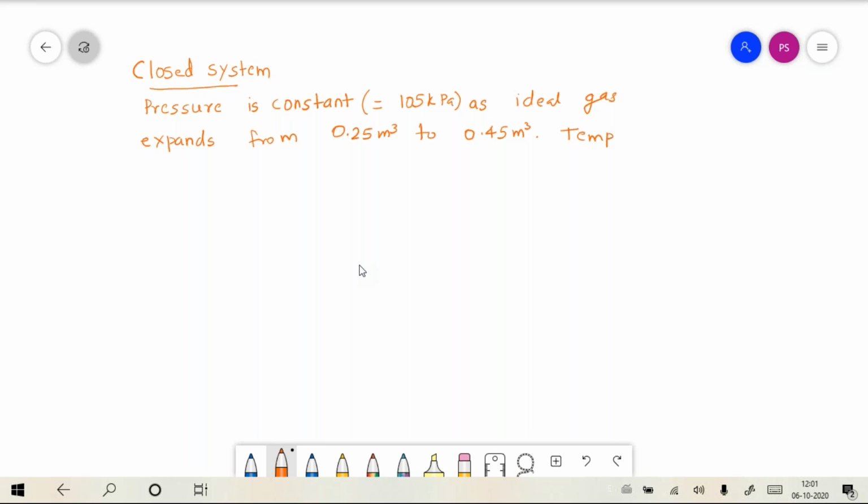So the work transfer, for example, would be this area. This is the work transfer. That obviously is P into (V2 minus V1). So 105 kilopascals means kilonewtons per meter square, into V2, that is 0.45.